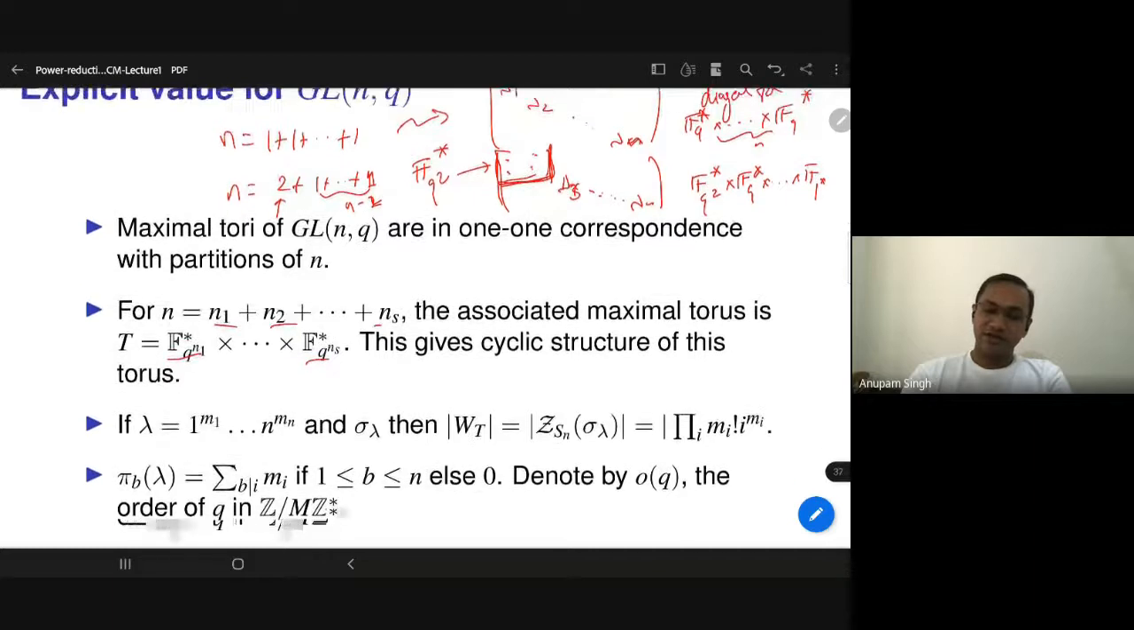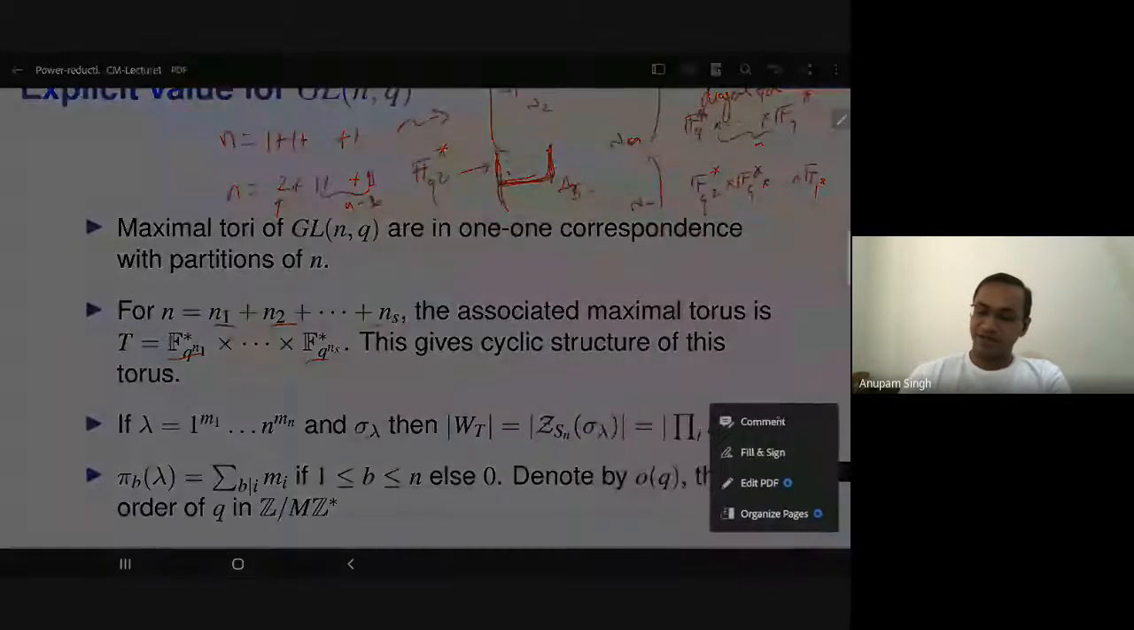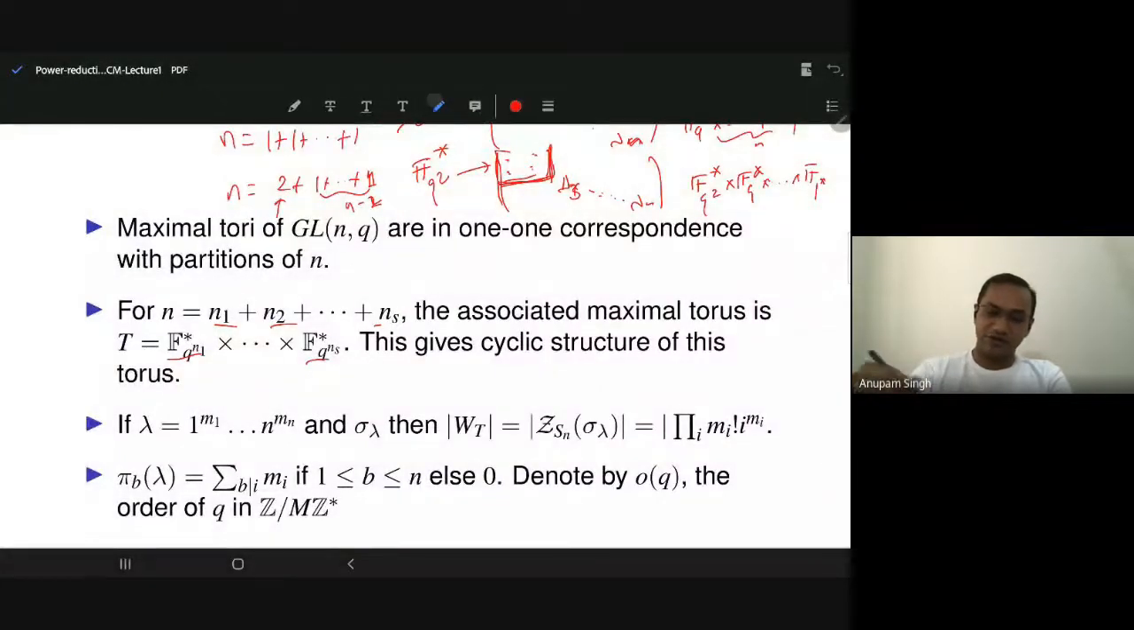Another thing which we need in our formula is the size of the corresponding Weyl group. And again, this is something well known, and I will describe what happens. There are two ways of writing a partition. Either you write it as n1 plus n2 plus ... plus ns, or you combine if something repeats. If 1 repeats m1 times, then I will write 1 to the power m1, which means basically 1 plus 1 plus 1, m1 times. So here I'm writing in the second way.